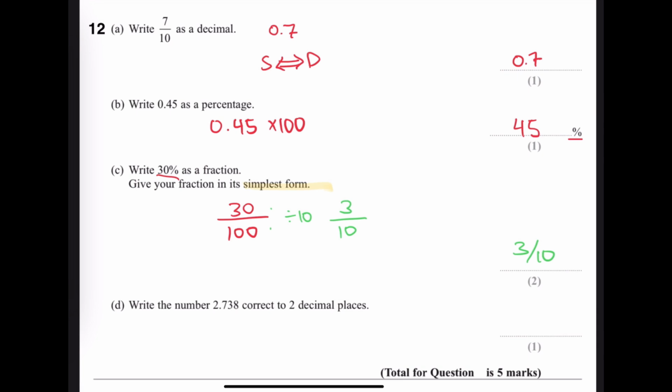Write 2.738 correct to 2 decimal places. So first we're going to see where 2 decimal places is. It's over here. They want basically a number with 1 point and then 2 numbers after this decimal point. If this third number over here is 5 or greater, then we are going to round up. If it's less than 5, so 4, 3, 2, 1, 0, we round down. You can see 8 is more than 5, so we're going to round this number up, which means we just increase it, so it will be 2.74.